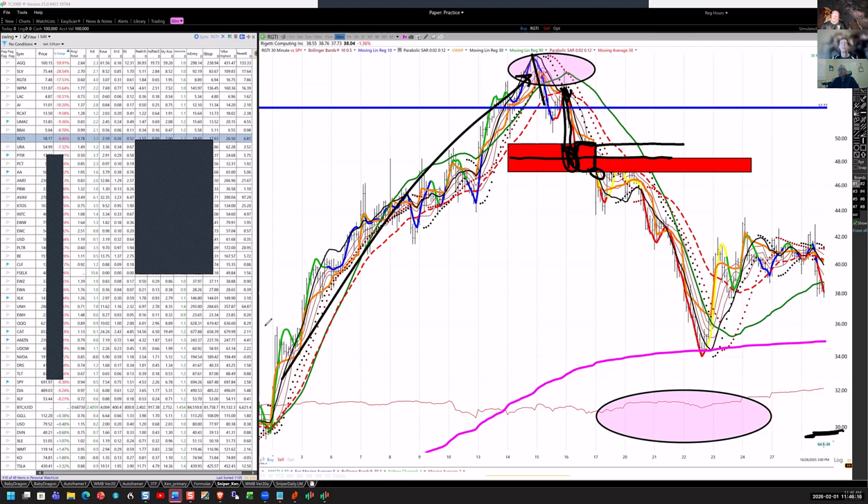So I'm stalking Kata 2s. It had a chance to do a Kata 2 here. It only got to here. And then it failed below the low of the Kata 2. Dude, this thing was supposed to go and get above this. It was supposed to keep going. It did not. It came down to here, consolidated, then broke down.